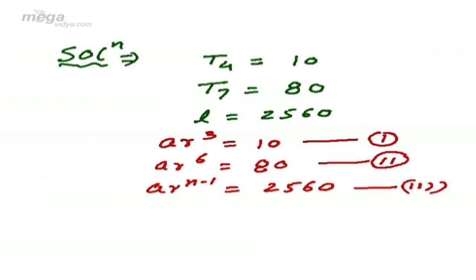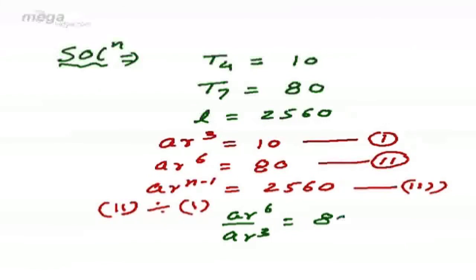But I just take the two equations, first and second. I divide the second equation by the first equation. It becomes AR^6 divided by AR cube is equal to 80 upon 10. Then A and A get cancelled, R^6 gets cancelled by R cube. It becomes R cube is equal to 8. Therefore, we get R is equal to 2.